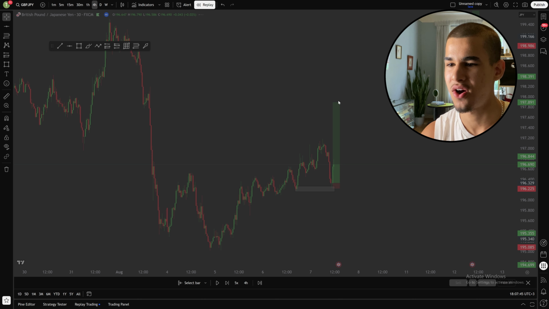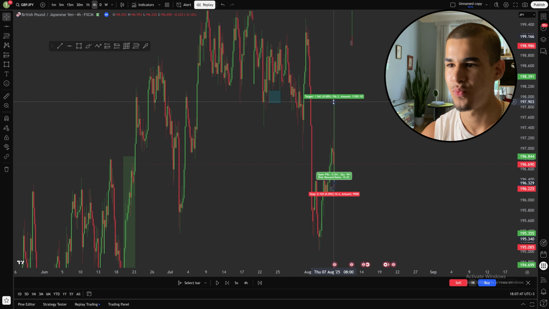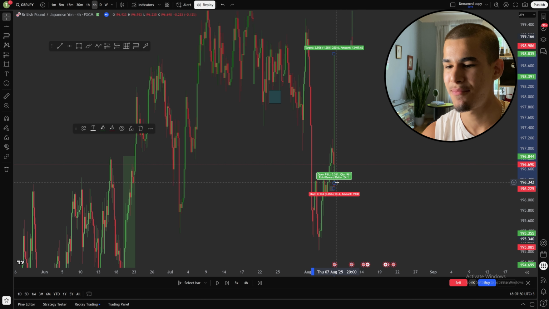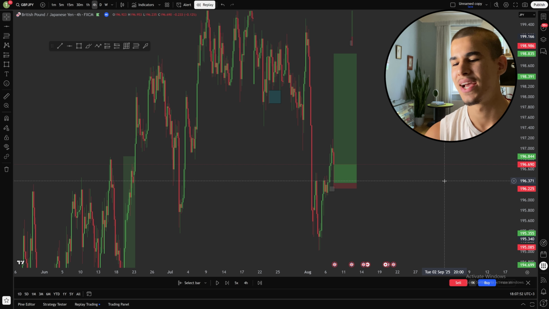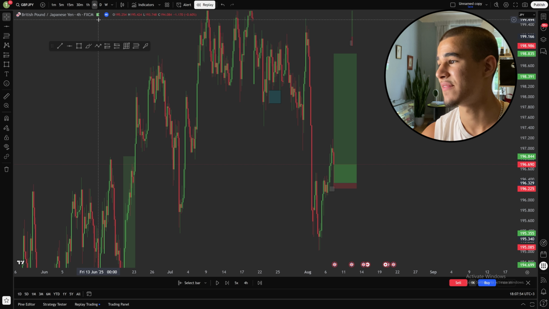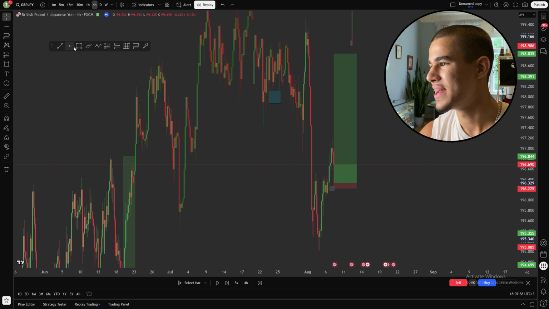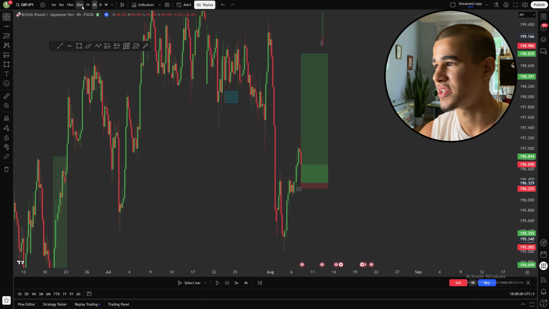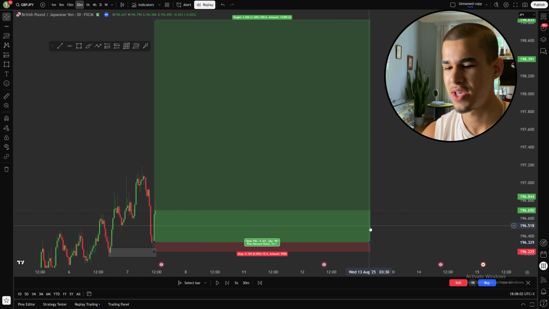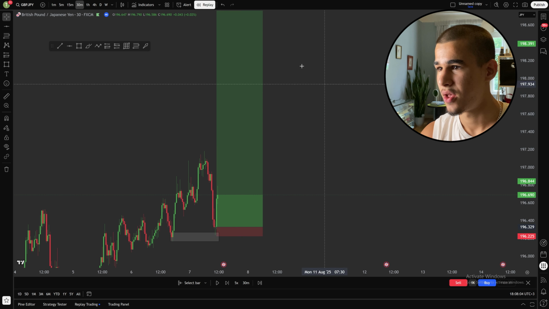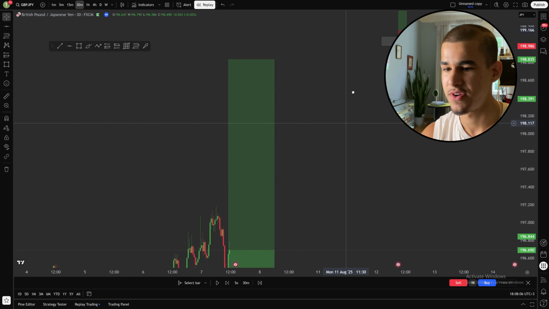I could have also just targeted this full gap fill, which most likely would have hit, but in live markets you can't psychologically just hold through trades without having a TP1. That would definitely have been a 1 to 24, which is insane. I took this for a 1 to 15 because the momentum was just insane. Otherwise, I go for a maximum 1 to 10 risk to reward.